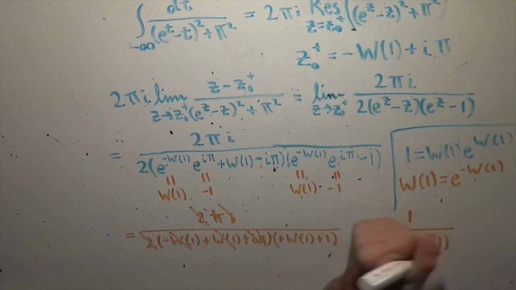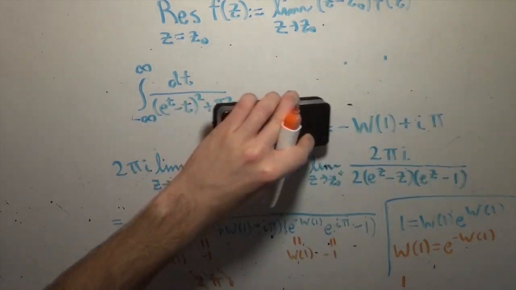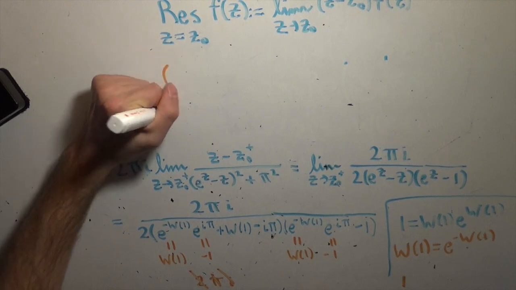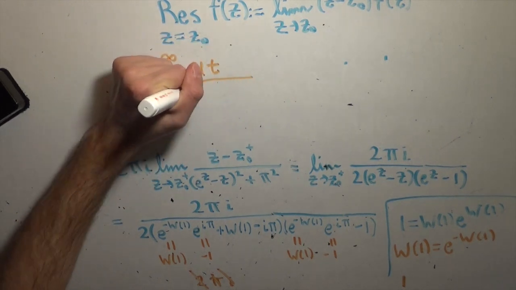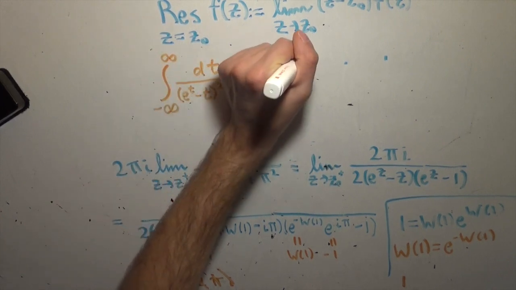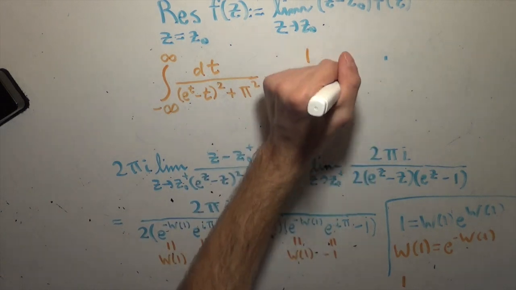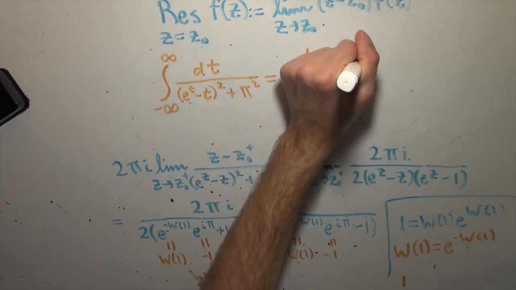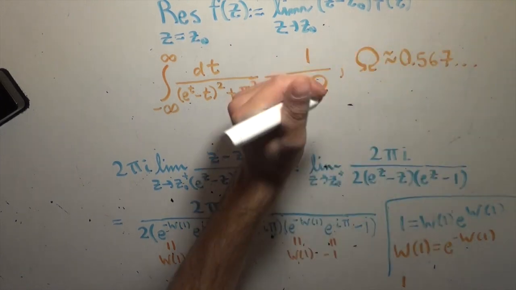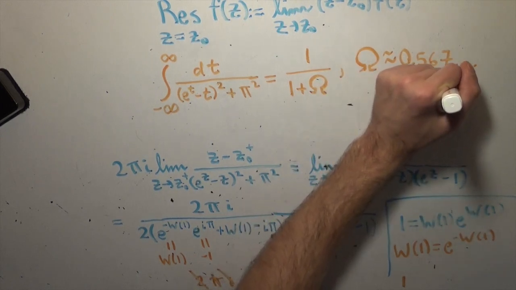And we are left with the final number, the final result, which is 1 divided by 1 plus W of 1, or written maybe a little more beautifully, the final answer to this lovely integral is that the integral from negative infinity to infinity of 1 over e to the t minus t squared plus pi squared is precisely 1 over 1 plus the omega constant. And if we recall, just to be sure, the omega constant is about 0.567, and it solves the equation 1 equals omega times e to the omega.